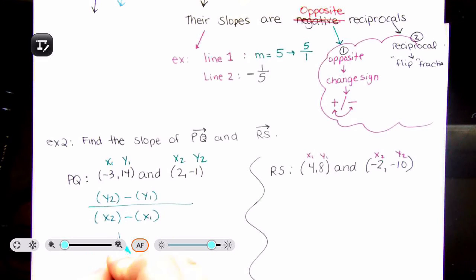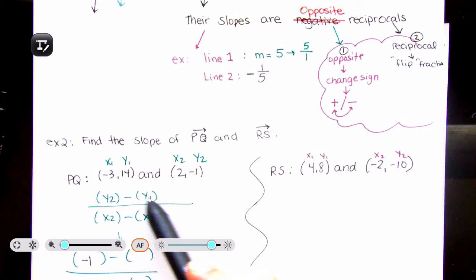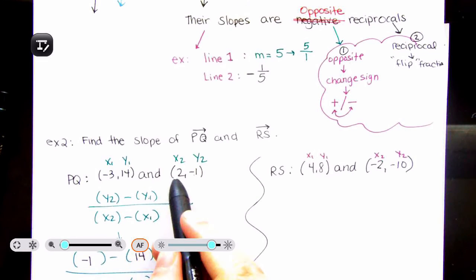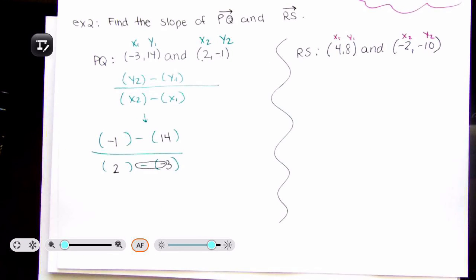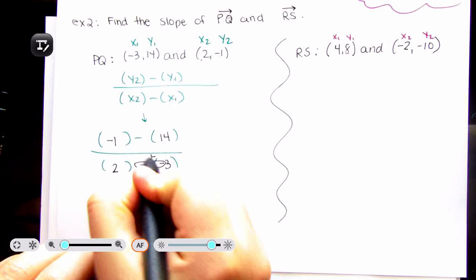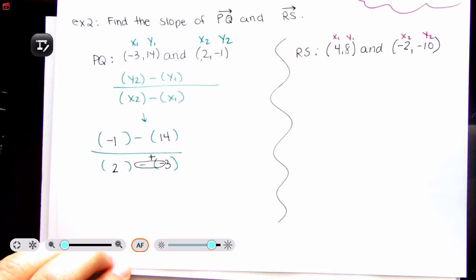I'm going to rewrite that and leave space to fill in with my actual numbers. So what are my actual numbers? Y2 is -1, Y1 is 14, X2 is 2, X1 is -3. Again, if you have two negatives right next to each other that you can circle, that means it is a positive value, so we change it to a positive. If you cannot circle the two negatives and you cross out a number, leave it. It does not convert to a positive.